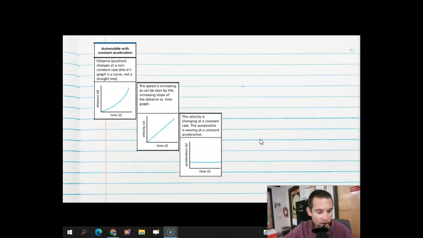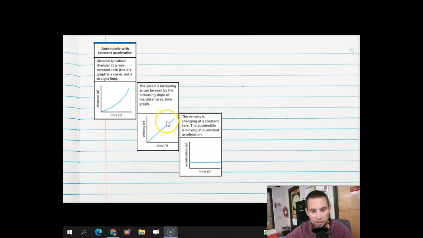An automobile with a constant acceleration, just like we had with a car going down the ramp. Our velocity started out slow and then increased a lot more rapidly. So our velocity was constantly changing, is how we would read that. If our velocity is constantly changing, the speed is increasing, as can be seen by the increasing slope of the distance versus time graph.